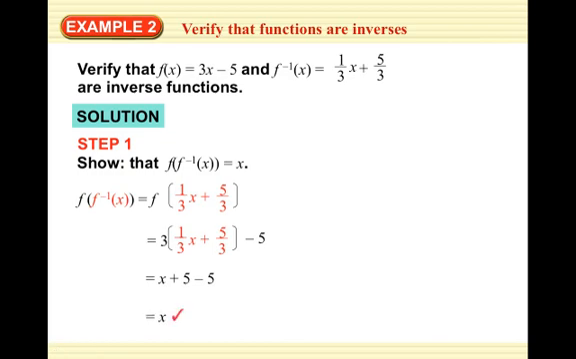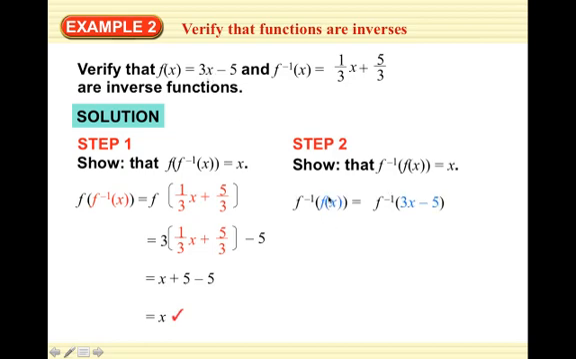Now, for step 2, we're going to go in the opposite direction. In other words, we're going to show that f inverse of f of x is equal to x. So this time, f of x is going to be our input into f inverse. Okay, so f of x has a rule of 3x minus 5. So f inverse of f of x is equal to f inverse evaluated with the input 3x minus 5. Okay, so looking at f inverse, everywhere we take in an input, we're going to put the whole expression 3x minus 5.